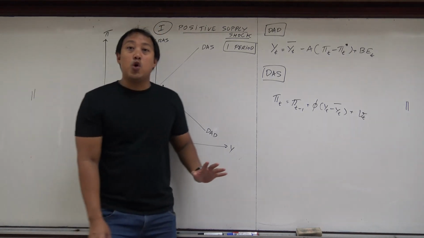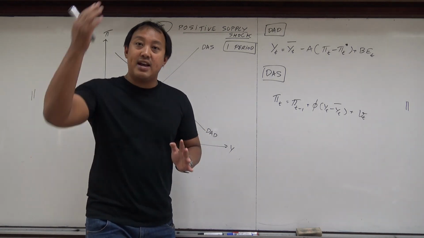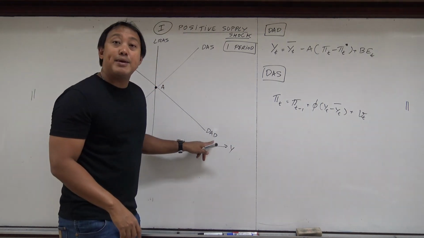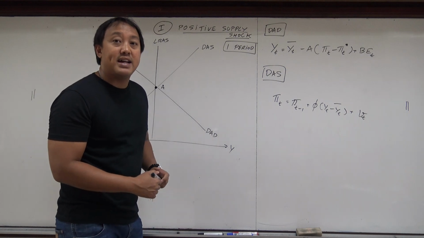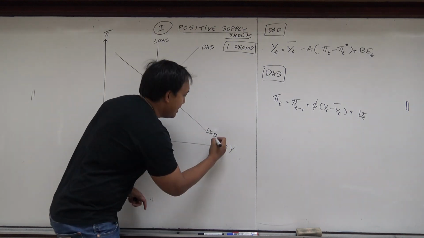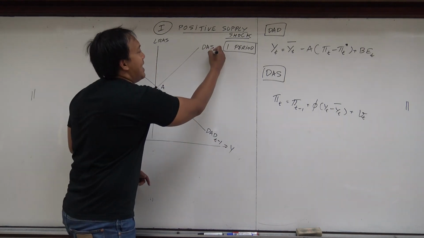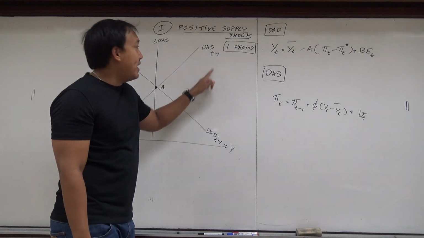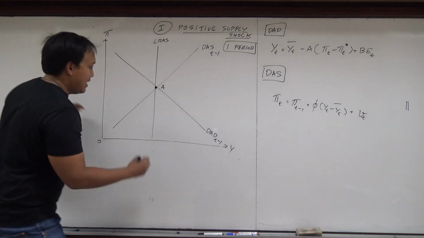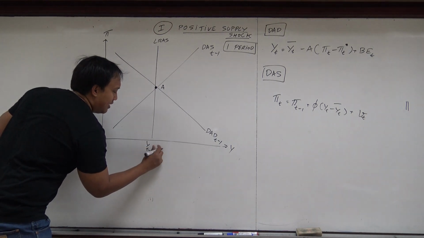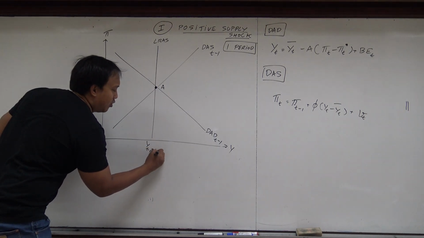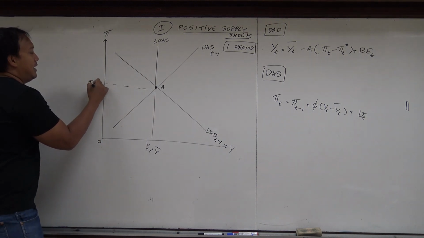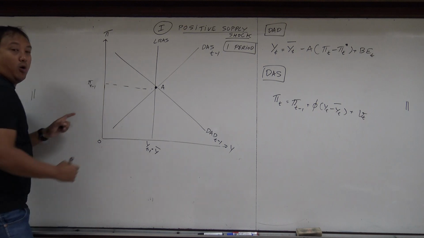Okay, so I assume that yesterday, one period ago, everything is fine. This one is going to be referred to as yesterday. Yesterday is going to be T minus 1. This is DAD T minus 1. This is DAS T minus 1. Okay, this is all T minus 1. Then you're going to have Y T minus 1, which is equal to Y bar. You have pi T minus 1 over here.